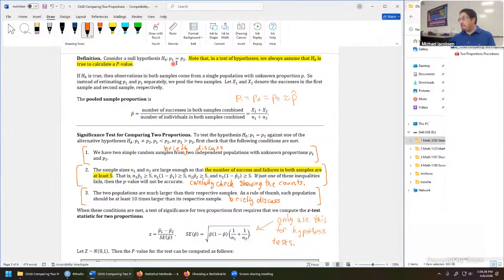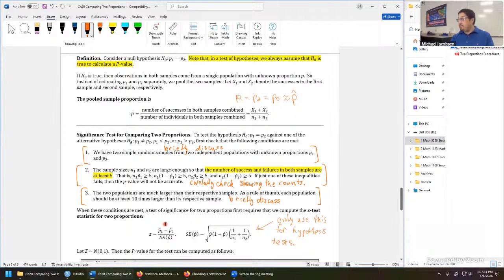This time, we're only assuming that they're directly equal, but we're not making an assumption on what the common value P naught is whatsoever in this particular procedure. So because P naught is an unknown in this problem, we can't calculate the expected number of successes and failures. So we just go back to what we see in the sample. Within the sample itself, we have to have at least 5 successes and 5 failures in the first sample, and the same, 5 successes and 5 failures, in the second sample. If that benchmark is met, we consider the central limit theorem to be accurate enough to give us an accurate p-value. So putting that all together, that's our test statistic Z.